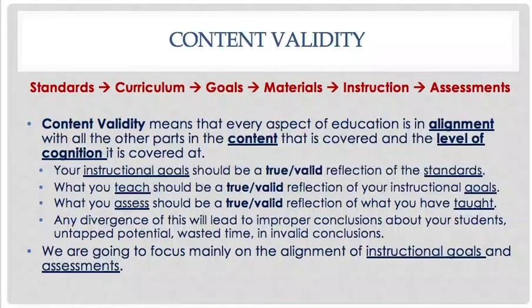Any divergence creates some kind of mistake in the conclusions that you're going to make about what your students can and can't do, what they've learned, how effective your instruction was, and all that stuff. So we want to make sure that we spend a lot of time thinking about how these things are aligned. And we're going to spend most of our time thinking about instructional goals and assessments, right?